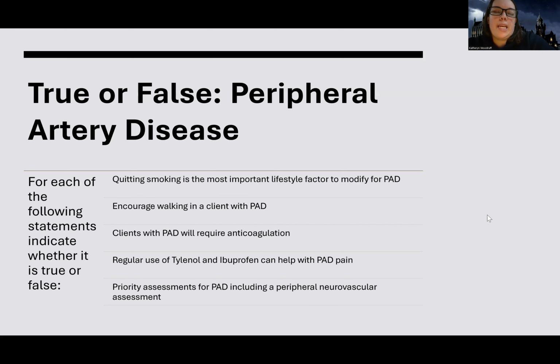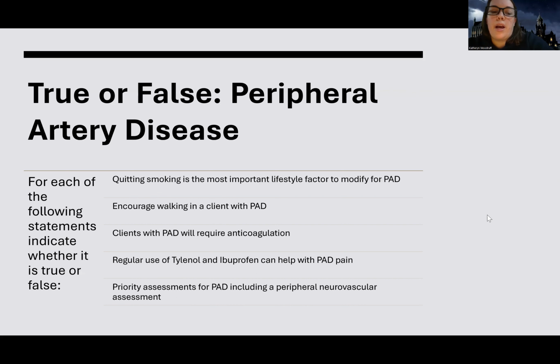And then I talked about in class how, compared to other disease processes, quitting smoking is never going to be an option where it's like, oh, hey, just smoke less.